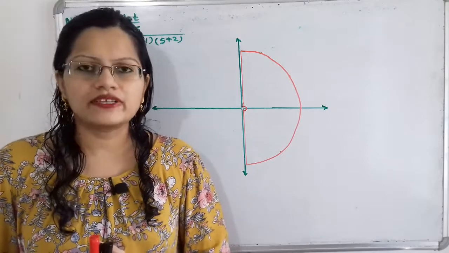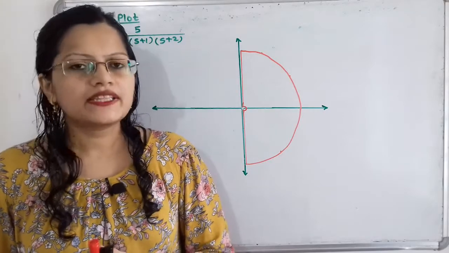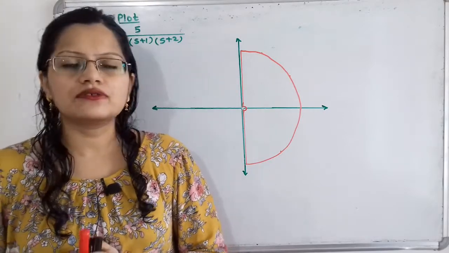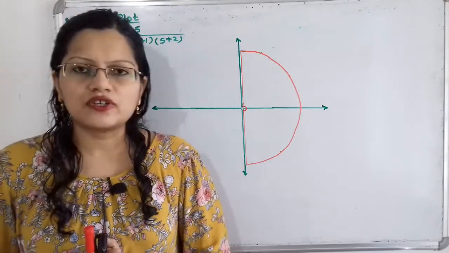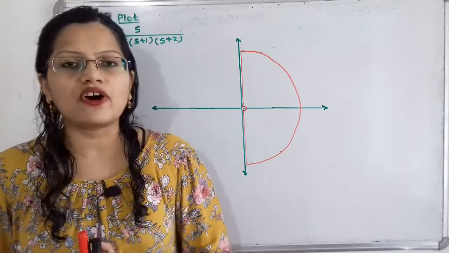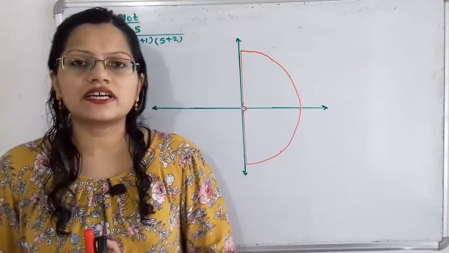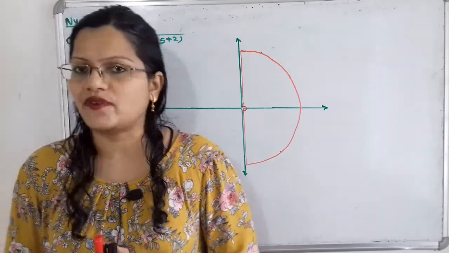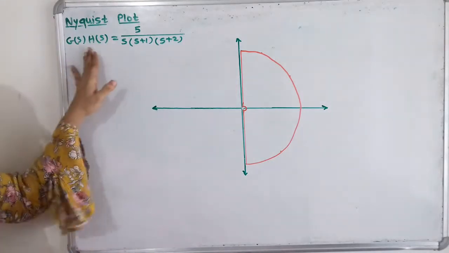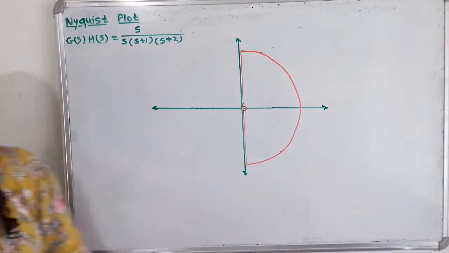Today we are going to solve a problem on Nyquist plot. In this video we are going to draw the Nyquist contour as well as we are going to determine the stability of the system. So let us first understand what is the given open loop transfer function. G of s, H of s is equal to 5 divided by s, (s plus 1), (s plus 2).